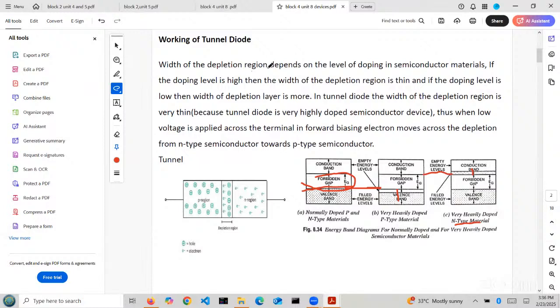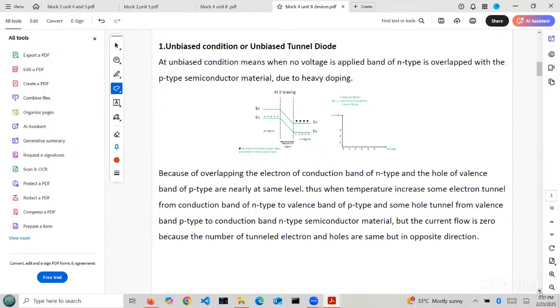The width of the depletion region depends upon how we are doping, whether lightly doped or heavily doped. If the doping level is high, the depletion region is thin. If the doping level is low, the depletion region is wider. This same concept I will explain using graphical format, without applying any voltage.